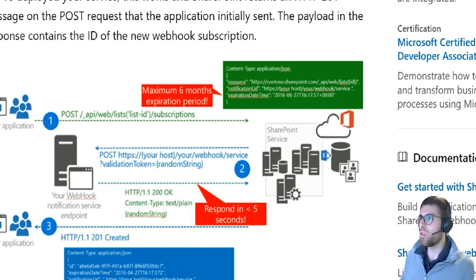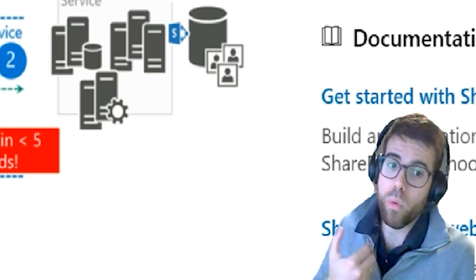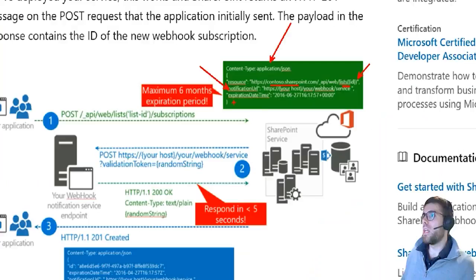Let's jump here. You see this is the object that you are providing to SharePoint to subscribe to the webhook, and what you need to say is which resource, this is the call, so the site and the list ID, and the notification URL, this is basically the URL of the flow we are going to be listening to or from, and the expiration date time is a maximum of 6 months away from the time you are subscribing.